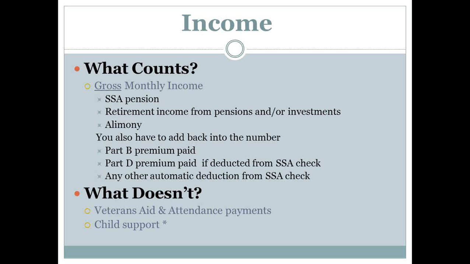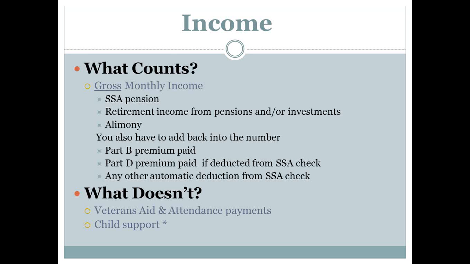The other thing that can be considered income is alimony that is being paid to the recipient or the client. If you're receiving alimony, in many cases that's counted as income because you are using it for your monthly bills or your regular bills. You have to remember that gross is the operative word here.